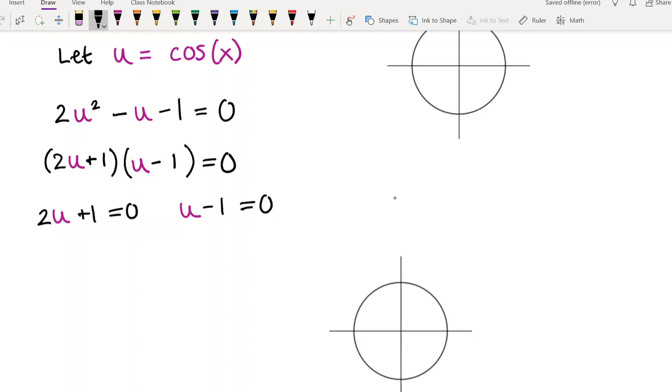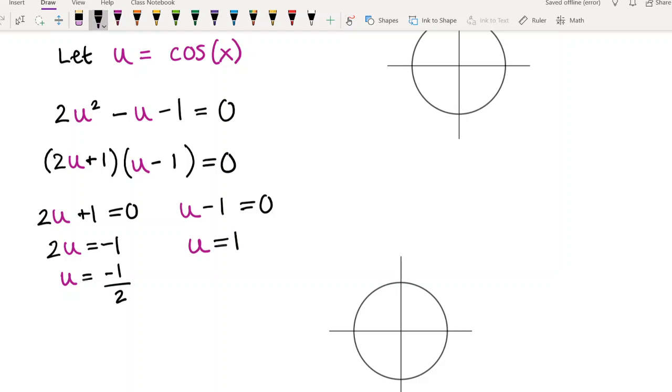So if we were to solve this one, we would get 2 times u is equal to -1. And so that tells us that u is equal to -1/2. And then on the other equation, we would get u is equal to 1.